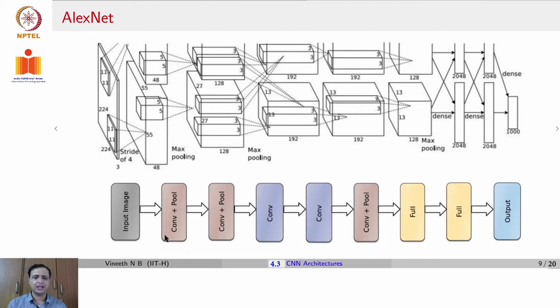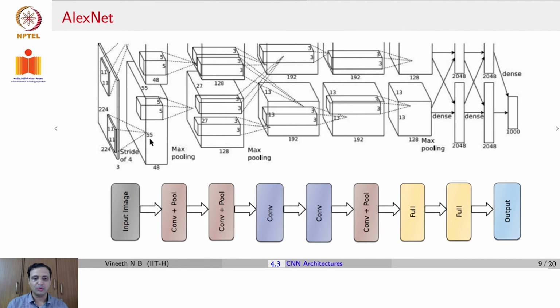Let's try to look at this architecture more carefully. So it has the input image, which was 224 cross 224 cross 3, which is the size of images in the ImageNet dataset. The first layer had a conv plus pool, which you see the output together here.